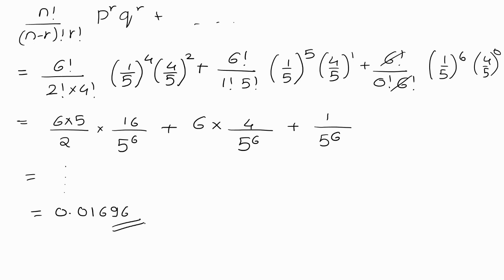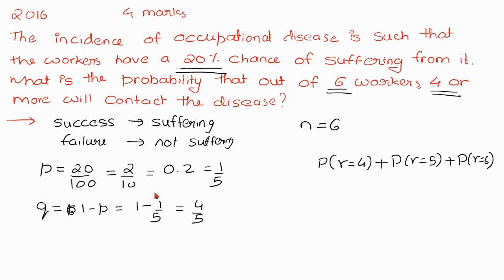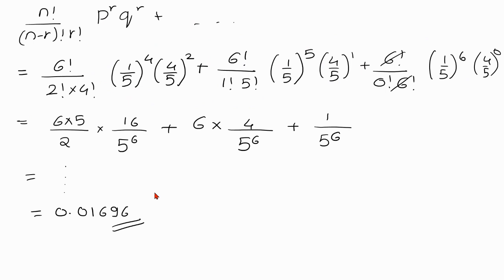0.01696. Okay, and this is the required answer, that the probability that out of 6 workers 4 or more will be in contact with the disease is 0.01696. Okay.